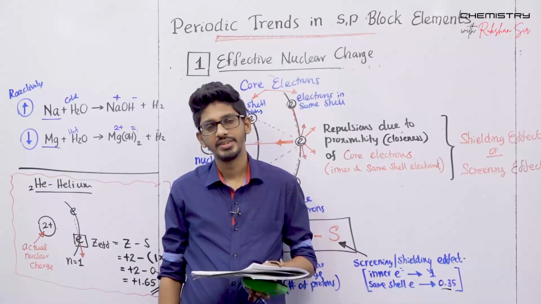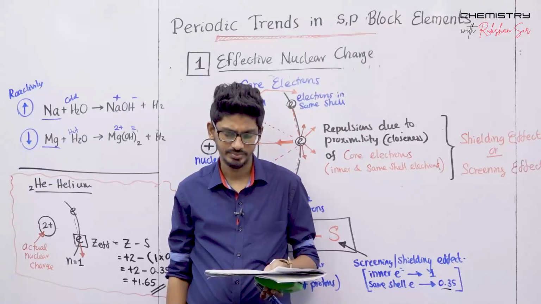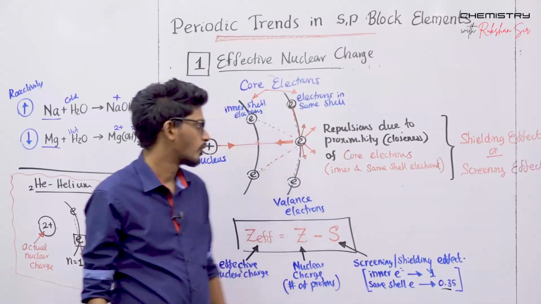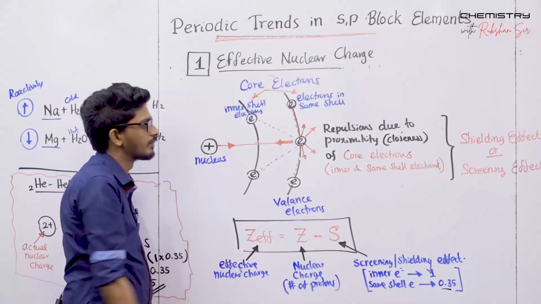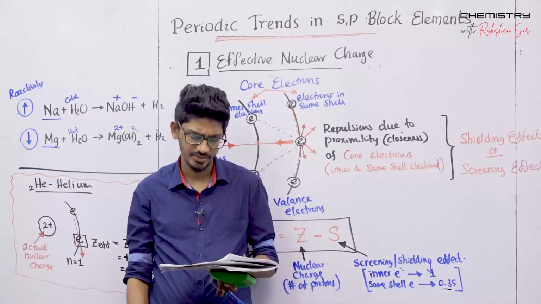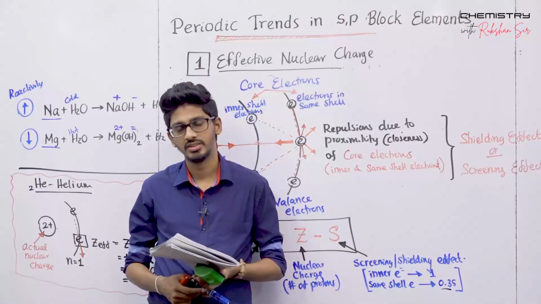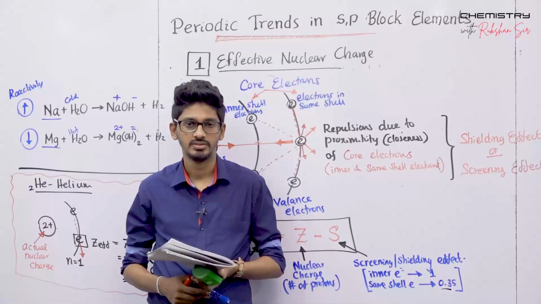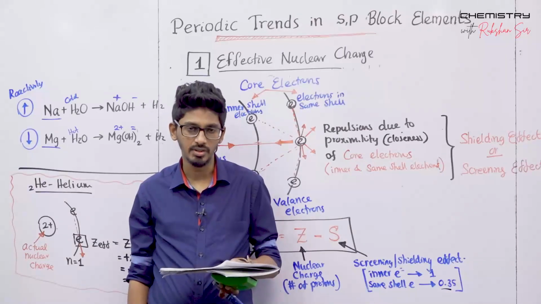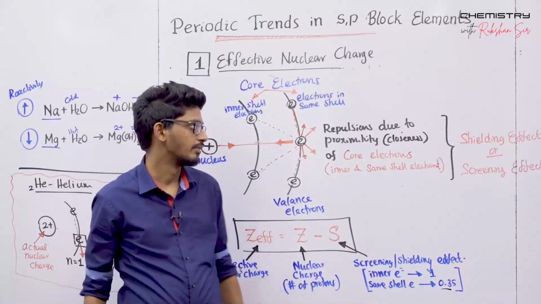Greater the number of co-electrons and higher the number of co-shells, write it in red color, greater will be the shielding effect. Right? The idea is clear, no? Greater will be the shielding effect.